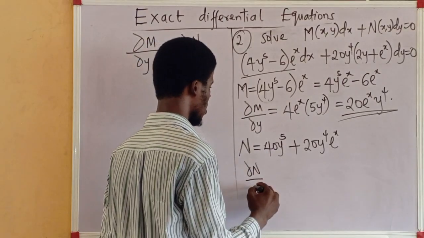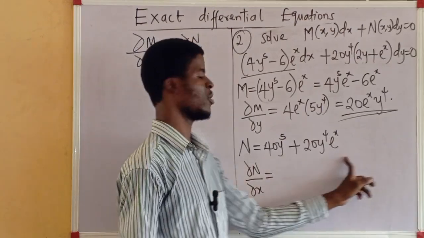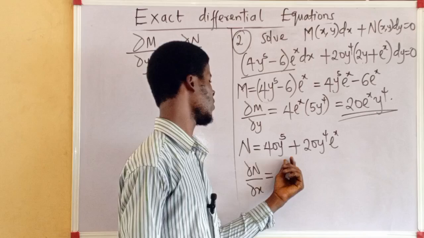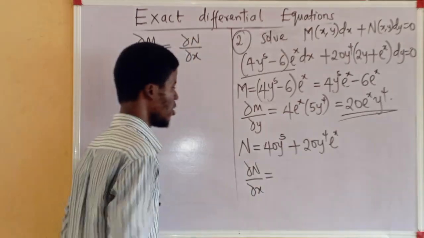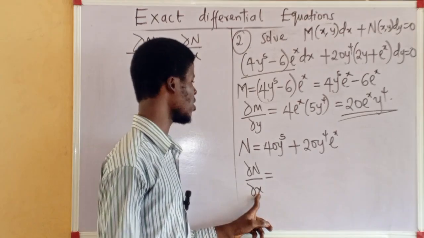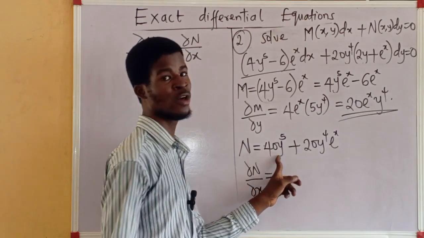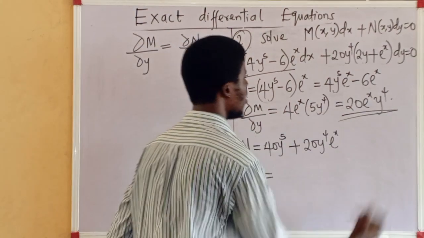Partial N, partial x. Let's differentiate this now with respect to x. So the variable y will be taken as constant. This is 40y to the power of 5. Because we are differentiating with respect to x, the derivative of this becomes 0 because it is a constant. So we have 0, this is out.